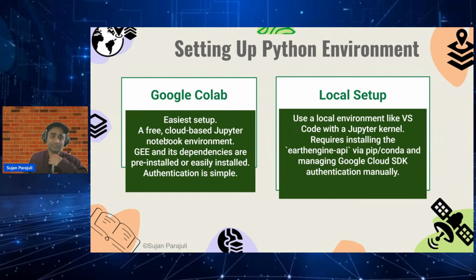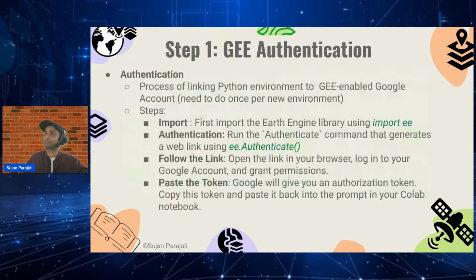The advantage is that here you can install Spyder or VS Code, all those kinds of software, and then start processing from that as well. But in this one we'll be using mostly Google Colab. So what's the basic process for doing that?